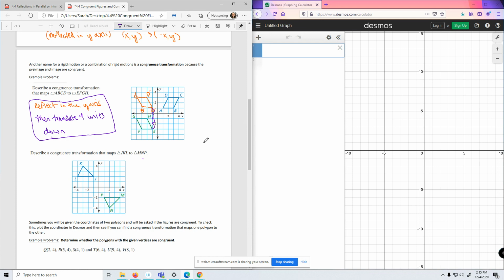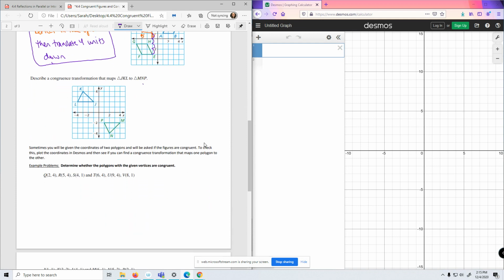Let's try another one. So this time we have triangles, but it's the same idea. Notice they are facing in opposite directions, sort of a mirror image, but then there's another thing going on as well. We're starting with the blue one. If I want to get it basically upside down like the green one, I need to reflect it in the x-axis. So let's do that first. I'm going to start with K. K is 1, 2, 3, 4 away from the x-axis. I go 4 away in the other direction, and that gives me K prime.